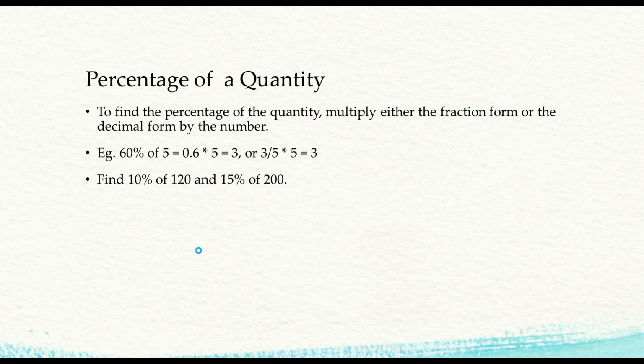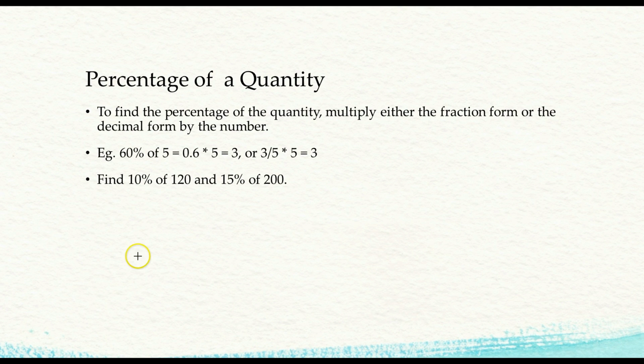The percentage of a quantity. To find the percentage of a quantity, multiply either the fraction form or the decimal form by the number. So when we calculate 60% of 5, we take the decimal form, or 0.6, and multiply by 5, and we get 3. Or we can turn it into the fraction form, 3 over 5 times 5, and we get 3. So, find 10% of 120 and 15% of 200.